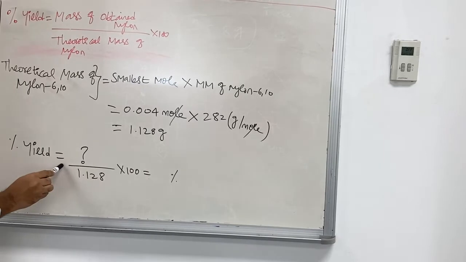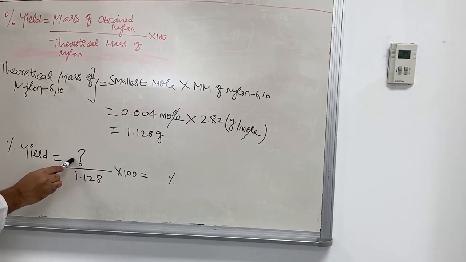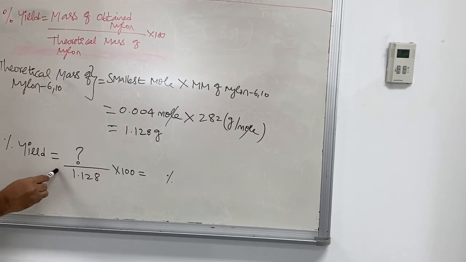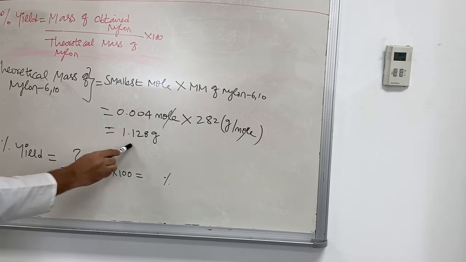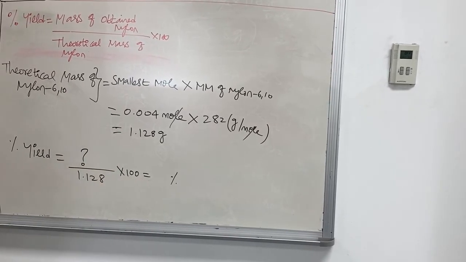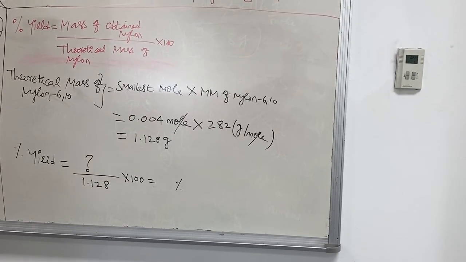So the percentage yield equals this one, which we will get only when we complete the preparation of nylon, divided by the theoretical mass 1.128, into 100. You will get some percentage. So like that we have to calculate the percentage yield. That's it.